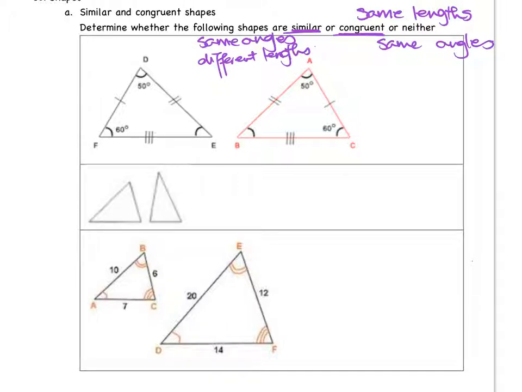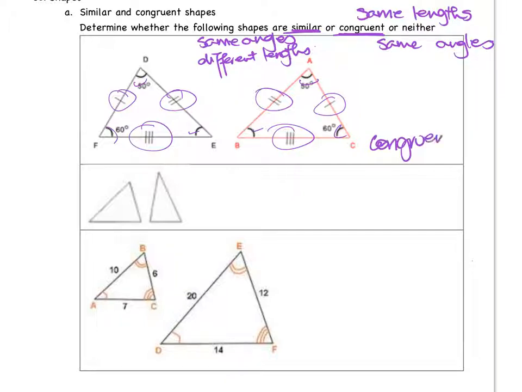So let's check this first one. We have a 60 degree and a 60 degree. We have a 50 degree and a 50 degree, which means that this would also be the same. So we have the same angles. And when we check the lengths, we have 3 lengths that are the same. So therefore this one would be congruent. This one, clearly the angles are not the same. They have a different shape, and the lengths are definitely different. So it is neither congruent, neither is it similar.